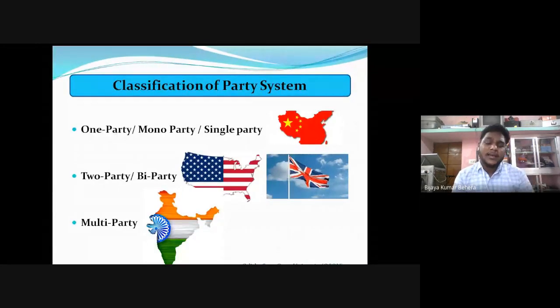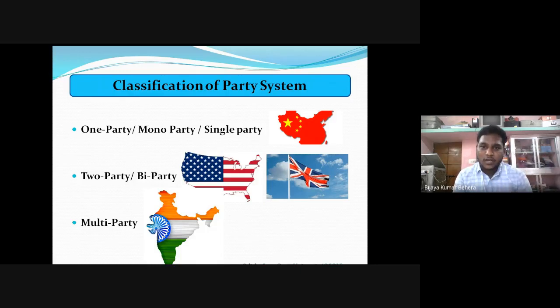The next merit is minority representation. A multi-party system represents the minority class. Those who are minorities in a multi-party system get the chance to represent themselves.